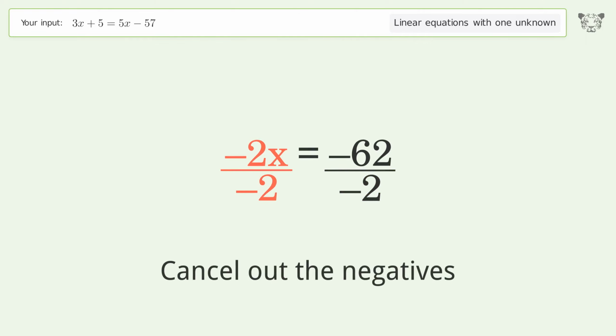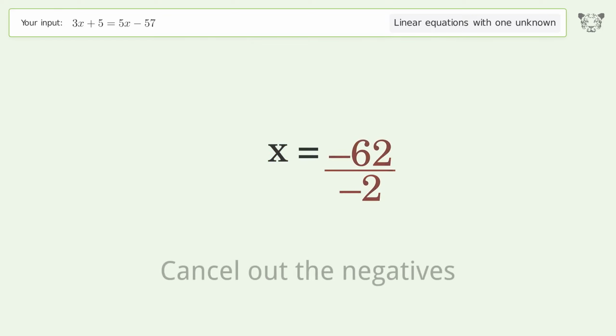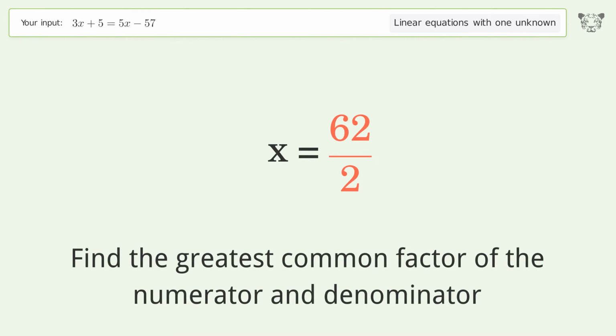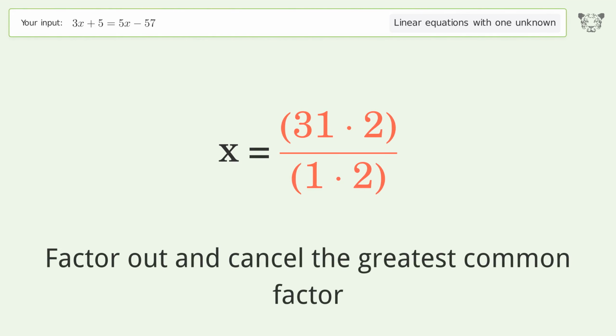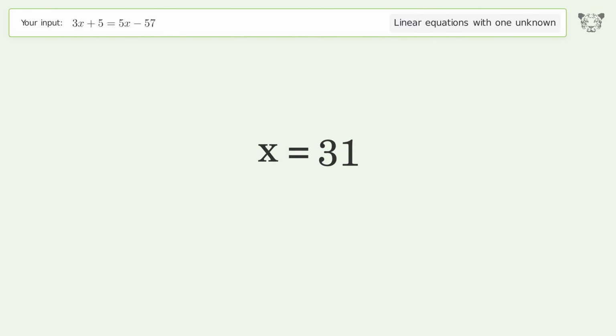Cancel out the negatives. Simplify the fraction. Cancel out the negatives. Find the greatest common factor of the numerator and denominator. Factor out and cancel the greatest common factor. And so the final result is x equals 31.